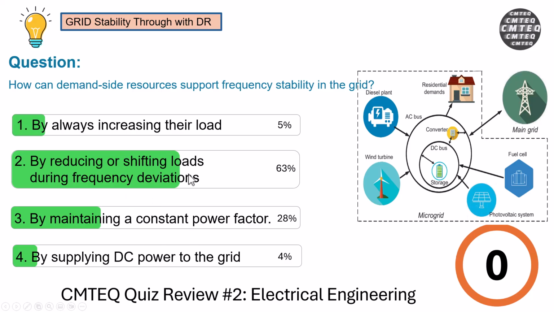Great stuff. The community voted for option 2, by reducing or shifting loads during frequency deviations. There is a 28% that went for option 3, by maintaining a constant power factor. That's interesting. So, how can demand side resources support frequency stability in the grid? The majority think it's by reducing or shifting loads during frequency deviations. Now, is this the correct answer? Let's go ahead and reveal the correct answer. Great. So this is the correct answer. But why is this the correct answer?